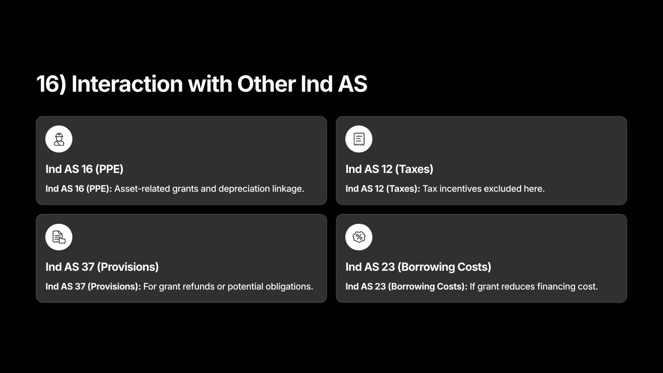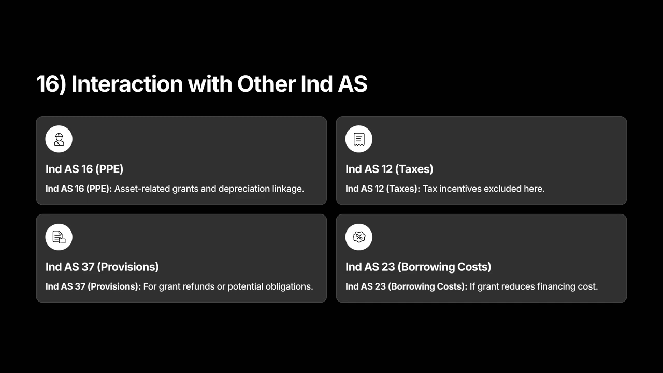Interaction with other IND AS standards. IND AS 20 doesn't stand alone. It interacts with several other standards. With IND AS 16, it connects on asset grants and depreciation. With IND AS 12, it separates tax incentives. With IND AS 37, it links to provisions and possible refunds. And with IND AS 23, it interacts when a grant affects borrowing costs. Always cross-reference these when you prepare financial statements.